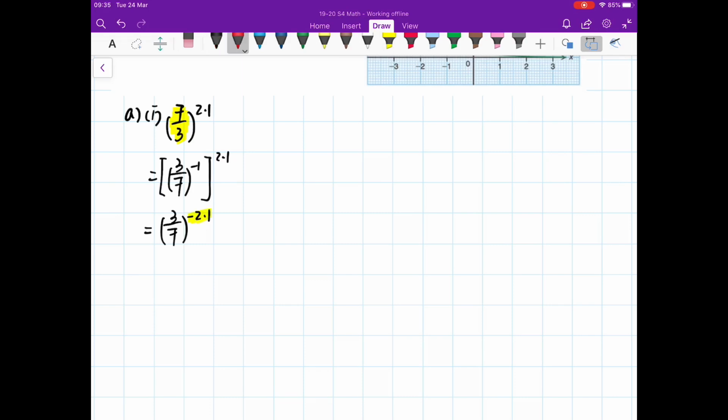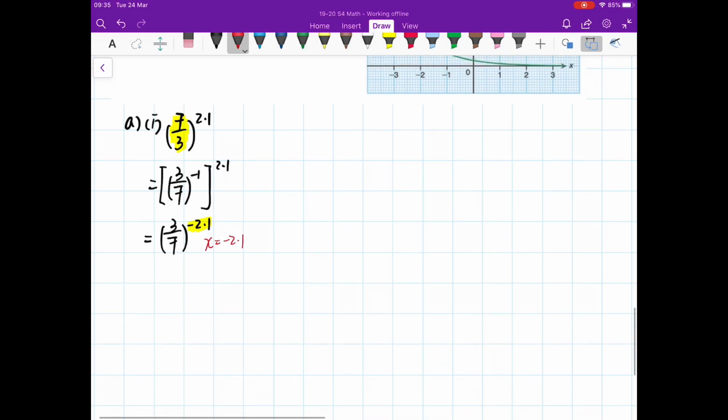Then we can get that x is equals to -2.1. Afterwards, we can use the graph to find the final answer. Then for part A2, the value in the question is the square root of 343 over 27.